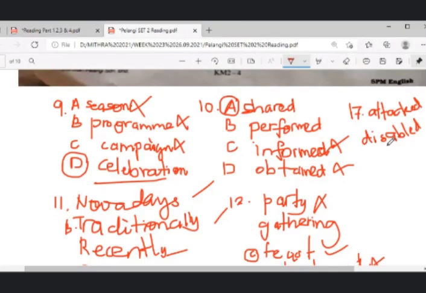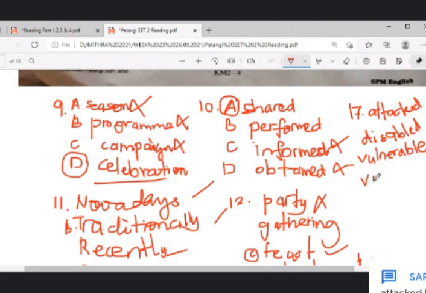Attacked, disabled, vulnerable. You need to know the meaning of these, otherwise you are not going to get the correct answer. What is the meaning of vulnerable? Vulnerable means there is indeed a chance of being destroyed. That is vulnerable. Okay? The chance of being destroyed is very bright. That is the meaning of vulnerable.